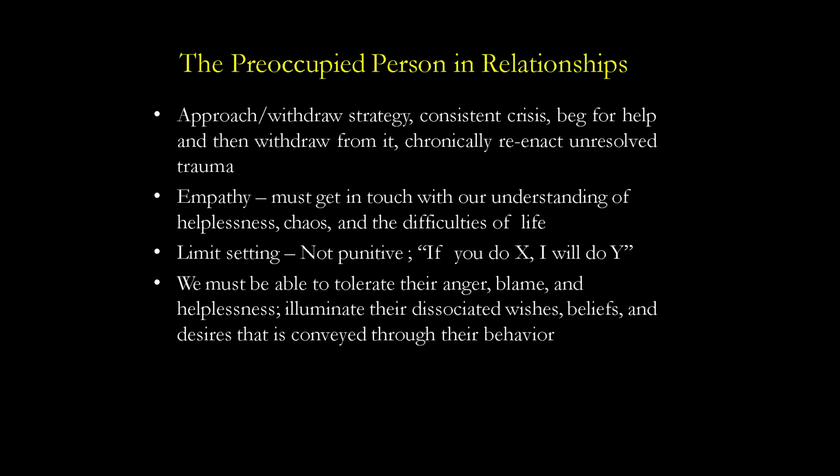Limit setting can be very useful if you're in relationship with someone preoccupied. Not in a punitive way, but if you do X, I will do Y. If you make the dinner, I will do the dishes. We must be able to tolerate their anger, blame, and helplessness. Try to illuminate their dissociated wishes, beliefs, and desires that often is conveyed through their behavior, but not verbally. They can't tell you.